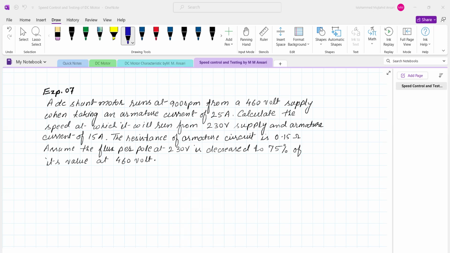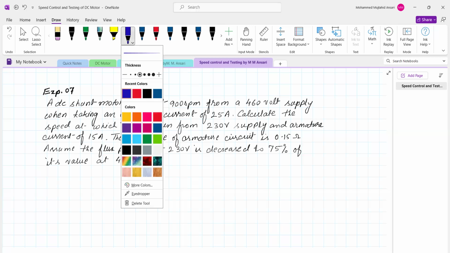A DC shunt motor runs at 900 RPM from a 460 volt supply when taking an armature current of 25 ampere. Calculate the speed at which it will run from a 230 volt supply and armature current of 15 ampere. The resistance of the armature circuit is 0.15 ohm. Assume the flux per pole at 230 volt is decreased to 75% of its value at 460 volt. So here, the DC shunt motor is there.